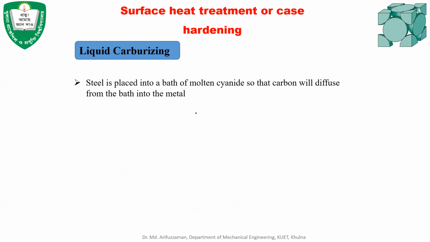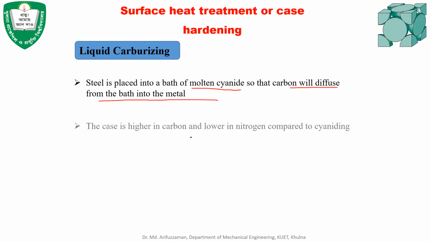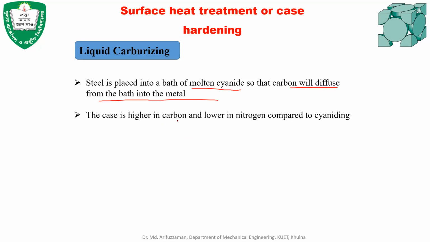So the next one is liquid carburizing. Steel is placed into a bath of molten cyanide. Cyanide, you know, CN. In the case of the molten cyanide bath, you keep the steel in the molten cyanide bath at a certain temperature so that carbon from the cyanide will diffuse from the bath into the metal. And the case is higher in carbon and lower in nitrogen compared to cyaniding. Cyaniding is another method for carburizing.